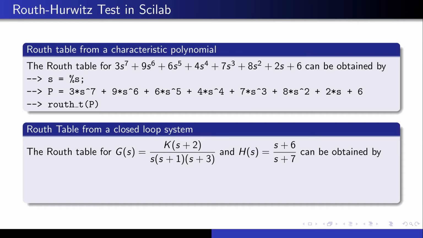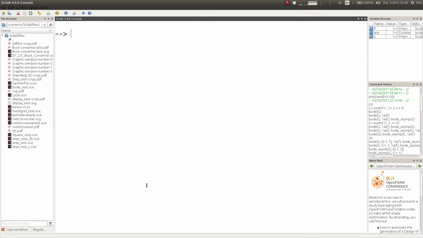Similarly, if you have the forward path transfer function of a system as well as the feedback transfer function, and you have to calculate the value or the range of the gain k for which the system is stable, then you have to do the following. Since you have already defined S as a transfer function variable, you have to define the forward path transfer function G. This was your forward path transfer function.